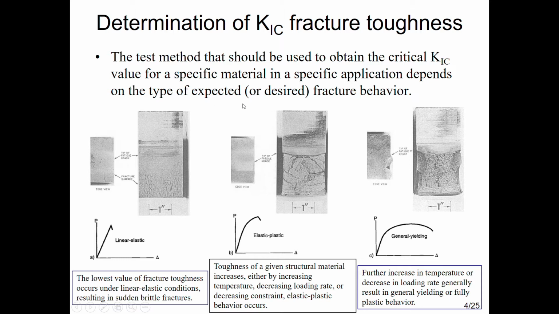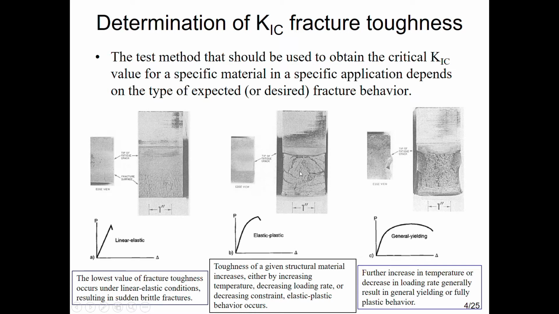depends on the type of expected or desired fracture behavior. If you want to assess the fracture mode, mode 1 or mode 2, you need to apply the test method that's suitable for assessing that fracture mode. If you go to this specimen, it is about the linear elastic problem, where the lowest value of fracture toughness occurs under linear elastic conditions, resulting in sudden brittle fracture.